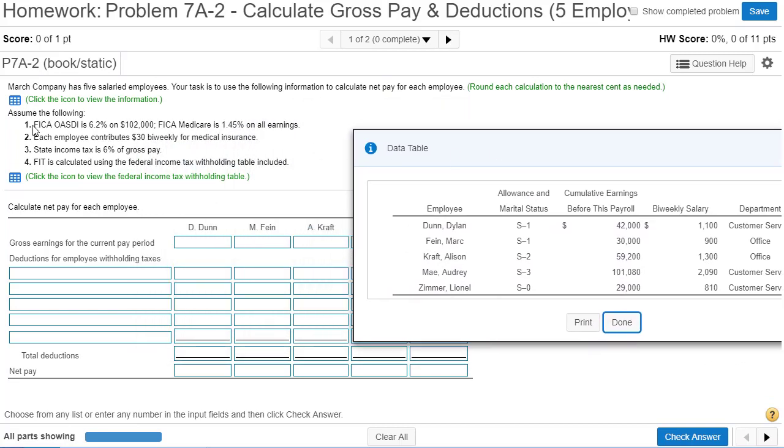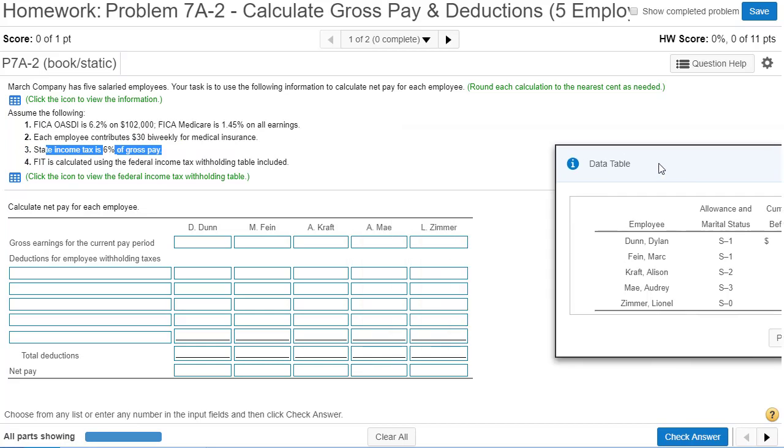And then it says, assume the following. FICA OASDI is 6.2% on a wage base of $102,000. Medicare is 1.45% on all earnings. Each employee has a $30 biweekly contribution for medical insurance. State income tax, we're going to assume it's 6% of gross pay. And then, of course, we've got FIT.